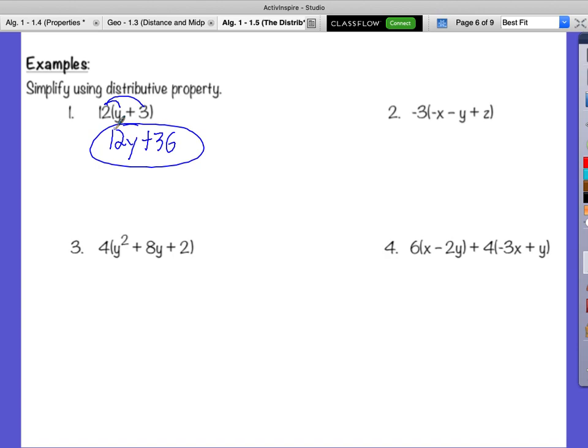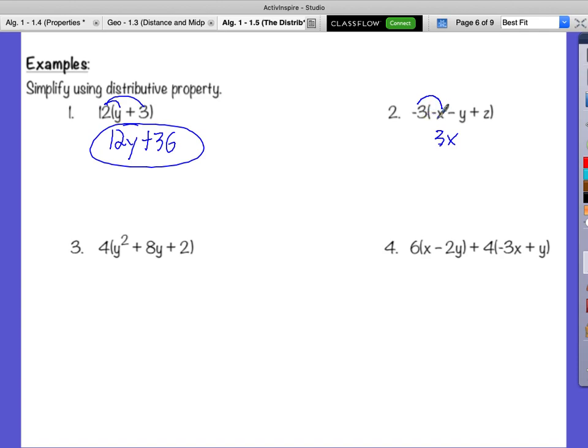Second one, what's different about this one? It has three numbers, 3 things. It has 3 things, and what else? It has a negative. So we take a negative 3 times negative x, and we get what? Positive 3x. Okay? Keep in mind, negative times a negative.